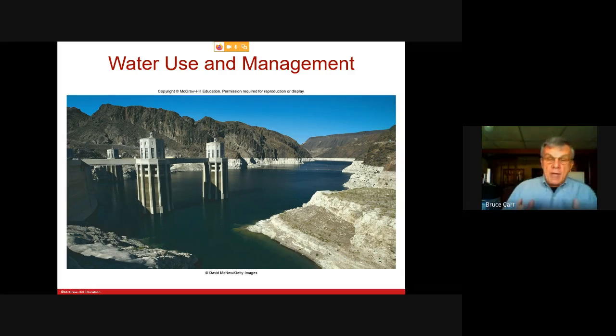So, water use and management. Next to oxygen, the most important thing to people. This illustration shows what we do with water, and impounding water is, on some level, a very good idea. But then the question of how sustainable our use is always comes into question. One thing you can see from this vast surface that we see here behind the dam is the previous water level, shown as a stark contrast between the white rock and the brown rock.